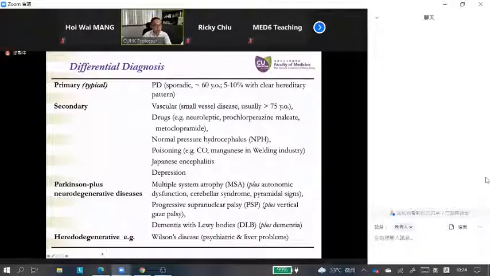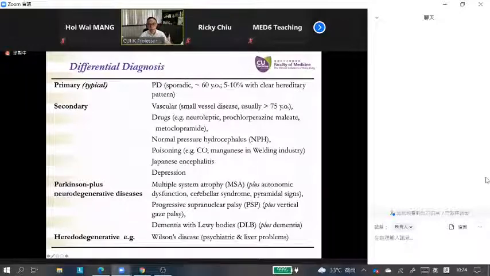And there's this rare hereditary degenerative disease, Wilson's disease, which, apart from Parkinsonism, may have psychiatric and liver problems. So the movement disorder is not only Parkinsonism, but as I mentioned before, it can even be cerebellar and dystonia. Wilson's. So these are the differential diagnoses we need to think of.